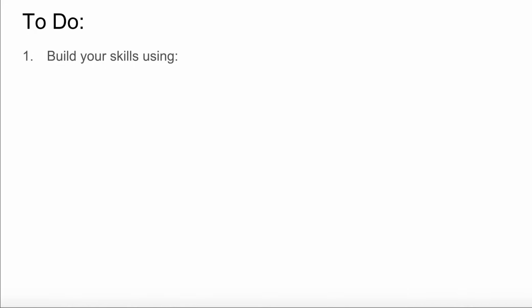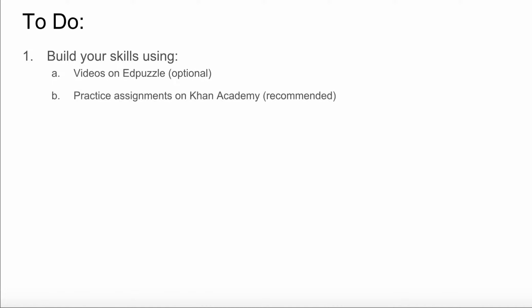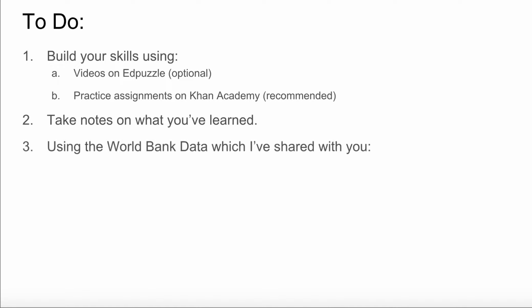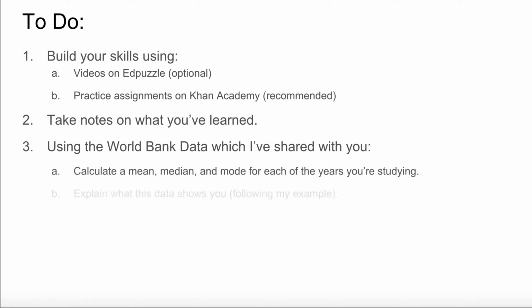First, you're going to build your skills just in these concepts, right? Develop an understanding with the Ed Puzzle videos and the practice assignments on Khan Academy. From there, you want to take notes in your companion, right? That's the paper that goes along with the level. Using the World Bank data from which you created the histograms, you're going to calculate a mean, median, and mode for each of the years you're studying, and then explain what this data shows you.